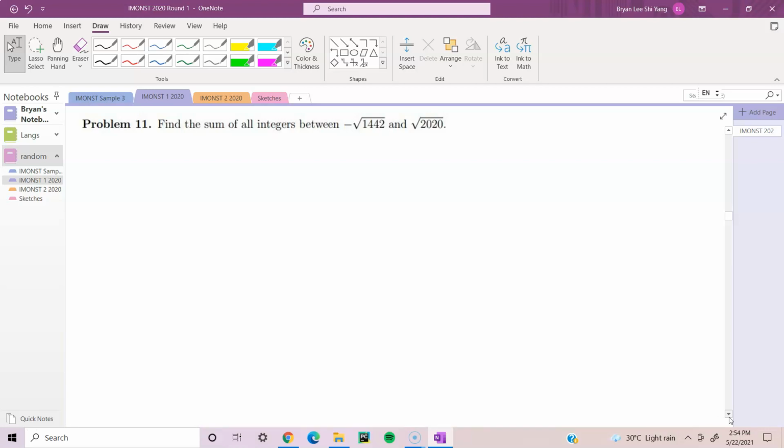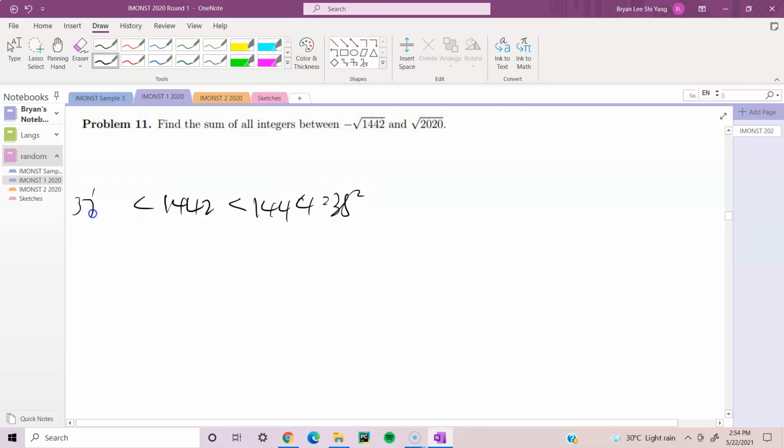So for negative root 1442, we'll just need to see which squares 1442 lies in between. So we see that 1442 is smaller than the next square, which is 1444, which is 38 squared. And then it is larger than 37 squared, which is 1369, right? Then for 2020, we know that 2020 is smaller than 2025, which is 45 squared, and then it is larger than 1936, which is 44 squared.